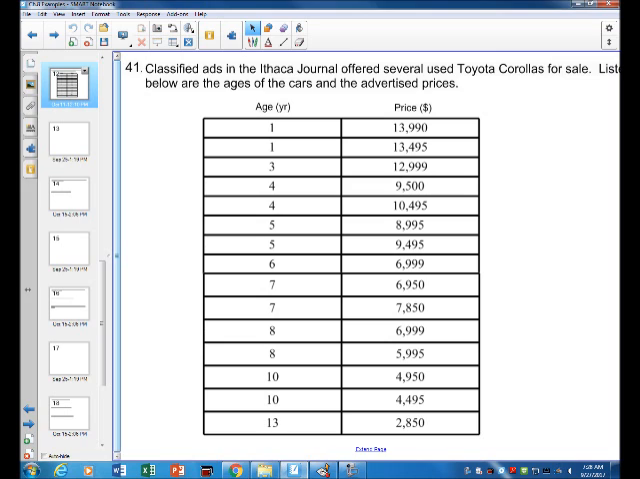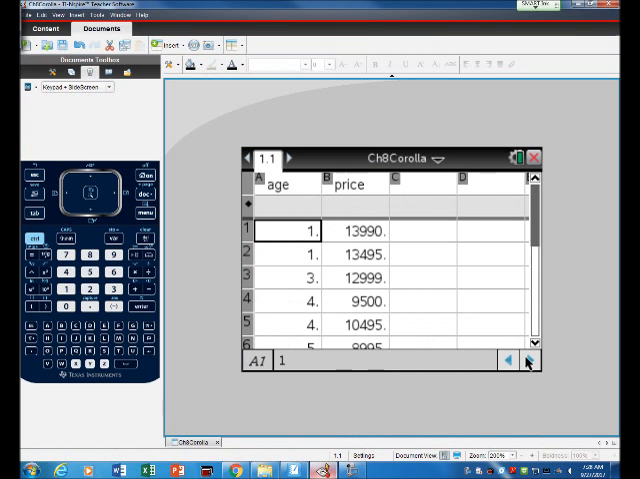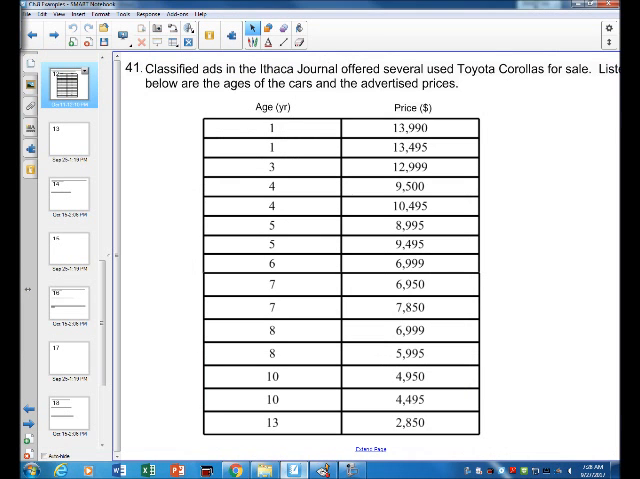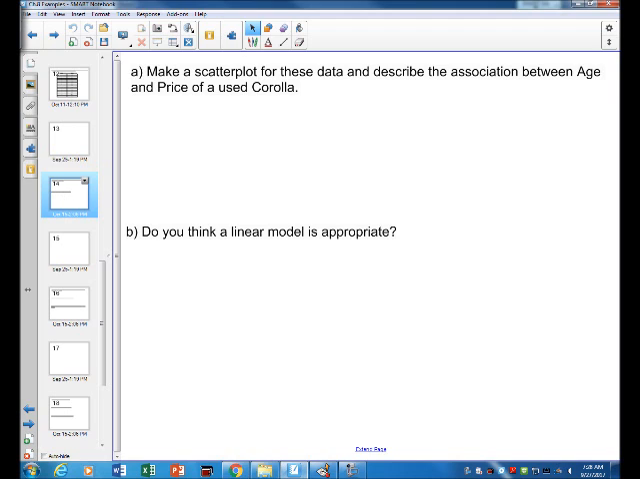So I want to see if there is a relationship between the age of a used car and the price, and to see if there is, what that relationship might be. So I have the information here, and for the problem, it wants us to first create a scatter plot that describes this association. So I'm going to create a scatter plot.